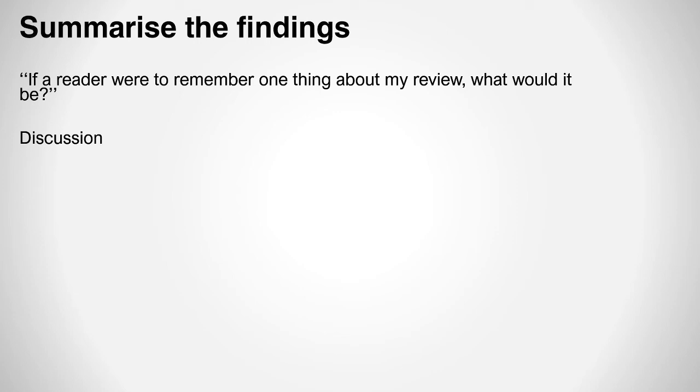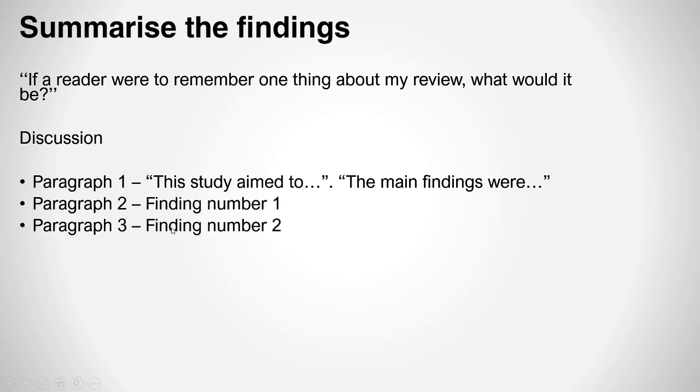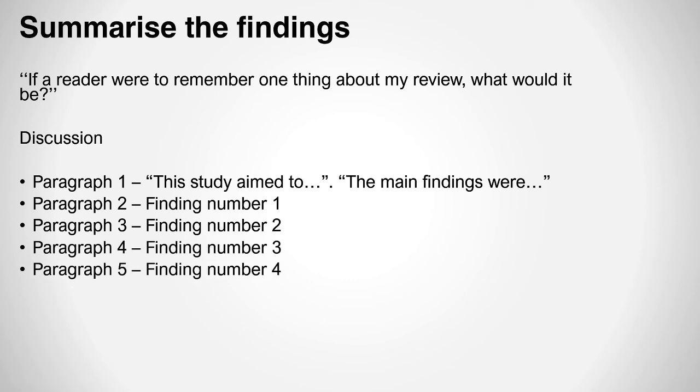In terms of how the discussion's set out, just the same as I've always showed you. So paragraph 1, always start off the discussion with, this study aimed to, and then state what it aimed to do. Then say the main findings were, and say what the main findings were. And depending on how many main findings you found, just deal with each one paragraph by paragraph.